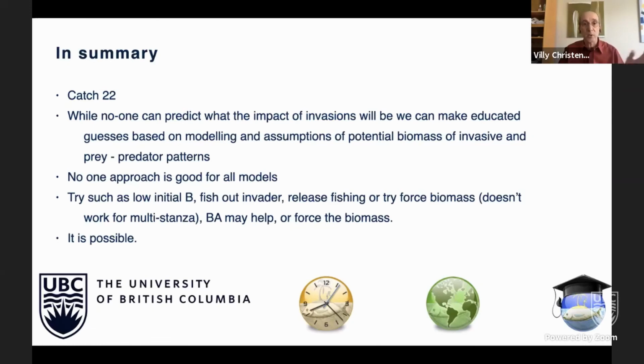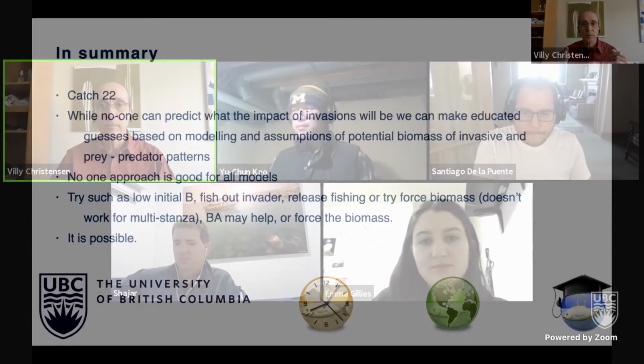Low initial biomasses, fish out the invader. Either just see what happens when you stop fishing, artificial fishing after a while. Will it make it go back? Do you need to force the biomass to reintroduce it? Biomass accumulation in Ecopath has an indication too, and it may help to play with that. Or you may end up having to force the biomasses. The bottom line is it is possible to do this.